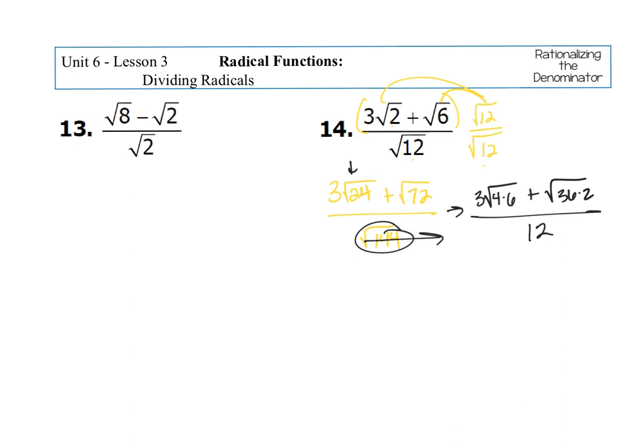Now let's simplify this numerator a little more. The square root of 4 is 2. It multiplies with 3, so we have 6 square root 6. Plus, then we have the square root of 36 is 6. We have 6 square root 2. These are not like terms because their radicands do not match. Okay, they're fully simplified as radicals, and this is all over 12.